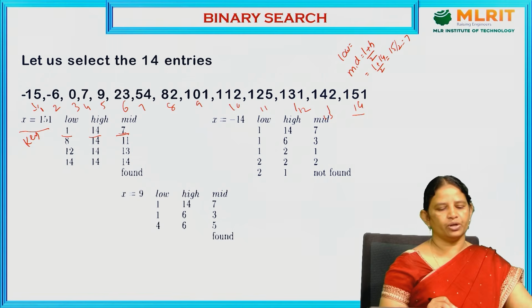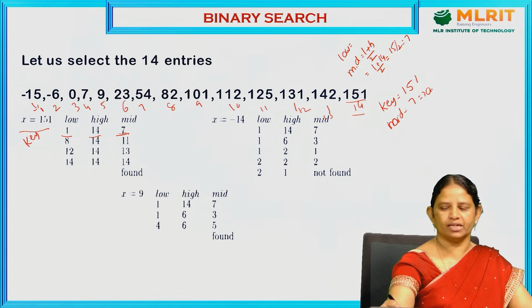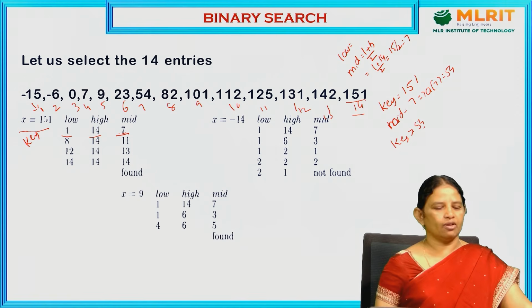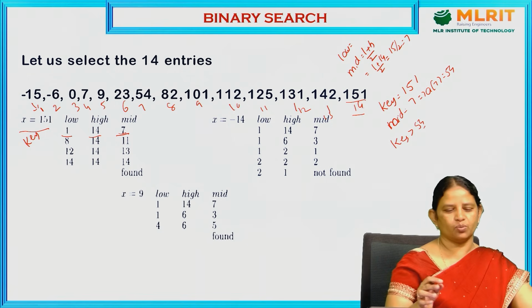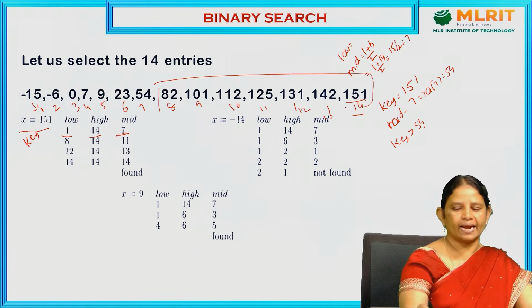So now we need to compare. The key value is 151. What is the mid value? Mid value is 7. Now consider what is the element in A of 7: it is 54. So the key element is greater than 54. We need to concentrate on the right part, that is, the right sublist.